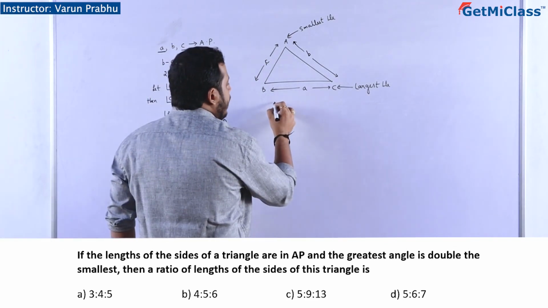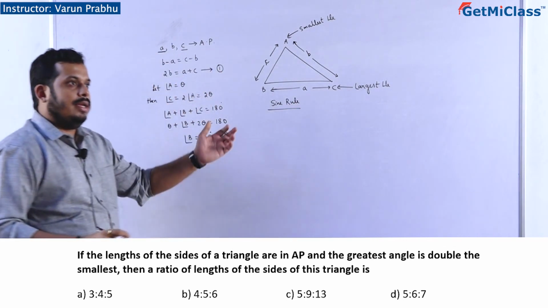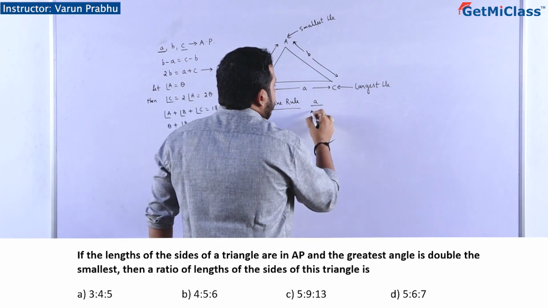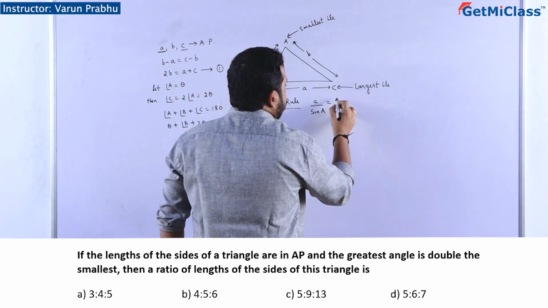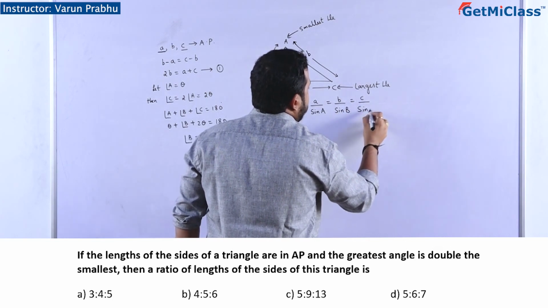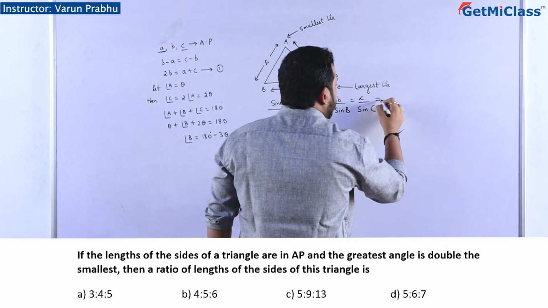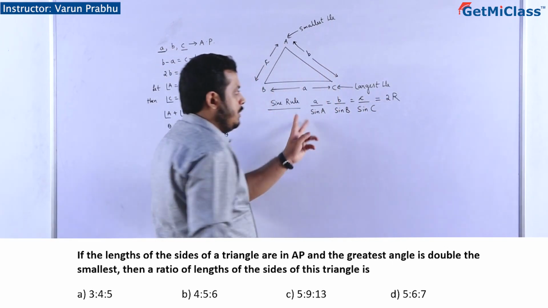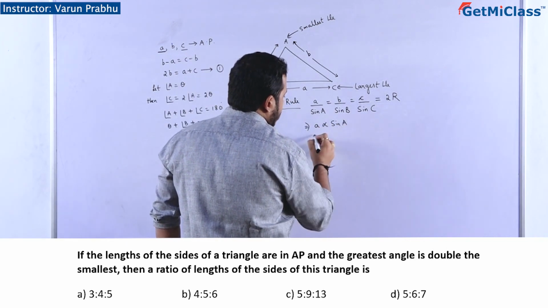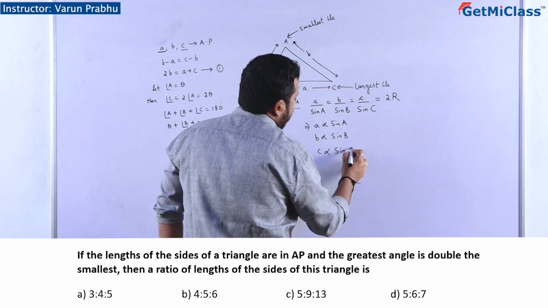So we know the sine rule applied to the triangle. Now this concept is from trigonometry applied to triangles, but it is clubbed along with AP, arithmetic progression. What is the sine rule? a divided by sin A is equal to b divided by sin B is equal to c divided by sin C, which is equal to 2 times the circumradius. Small letters correspond to the sides, capital letters correspond to the vertices. This implies that a is directly proportional to sin A, b is directly proportional to sin B, and c is directly proportional to sin C.